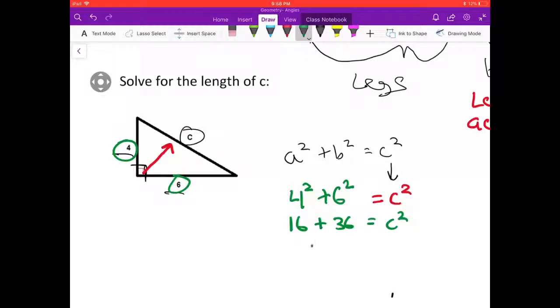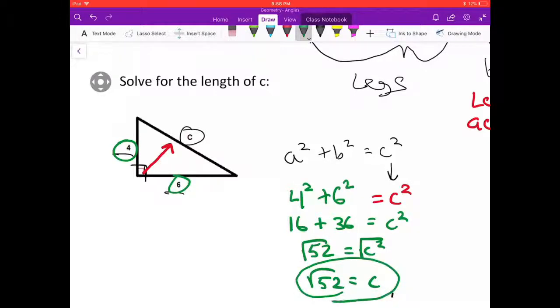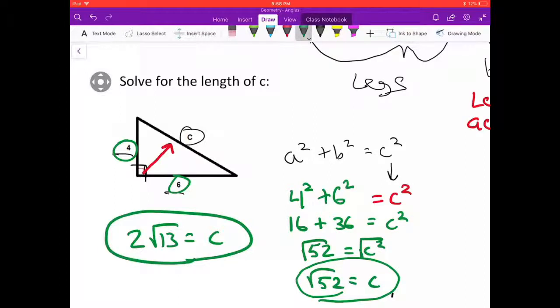We're going to simplify this. We're going to get 52 equals c squared, and we're going to square root both sides to get c by itself. Now, after learning what we did this week, we can break down the square root of 52. This is not how we're going to want to leave our final answer. Our final answer is going to want to be broken down. You guys use your graphing calculator, your y equals key, and you would come up with 2 square root of 13 equals c. This is going to be our final answer.